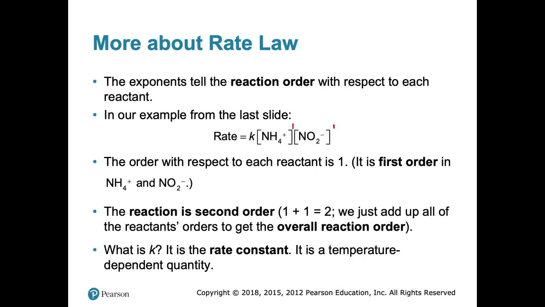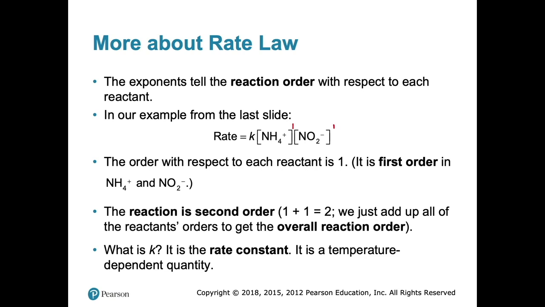I'm trying to help you understand what the reaction order is. The reaction order tells you whether doubling the concentration quadruples the rate or doubles the rate. In this particular reaction, when you double the concentration of either one of the reactants, it doubles the rate. So that's why it's order 1. But if you double the concentration and it quadruples the rate, that's order 2. Then the overall is the combination of both of them together.